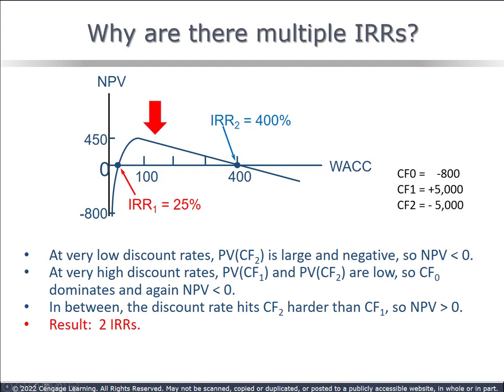Result: 2 IRRs, 25% and 400%. 25% is possible, 400% is clearly not.